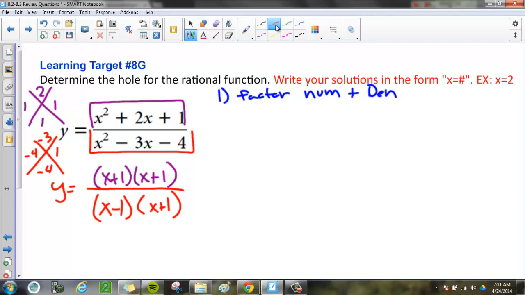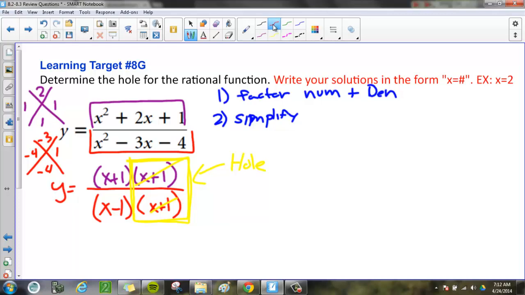Step 2: simplify. That was tough this time. Okay, so we've got to simplify. Now, when we simplify, we cancel off the x plus 1s. This is key, everyone. What you simplify, what you cancel, tells you your hole. This is your hole. What you canceled out is your hole.